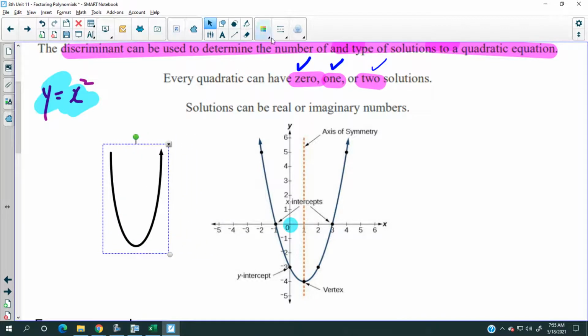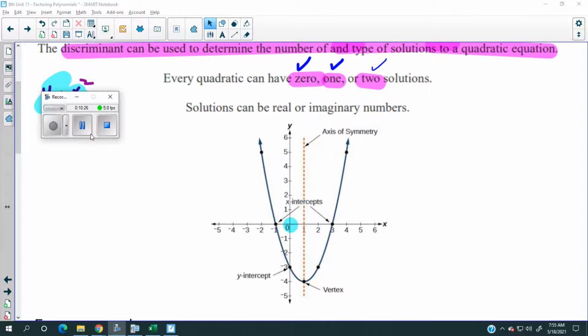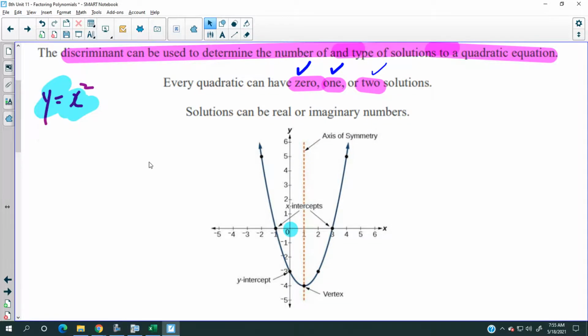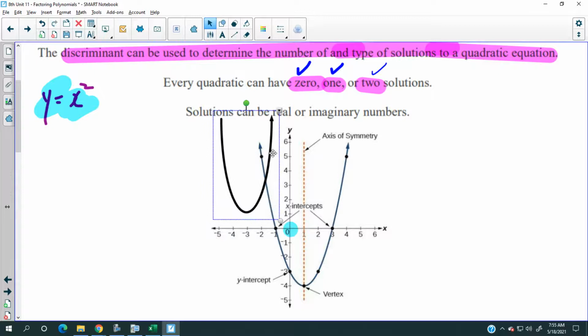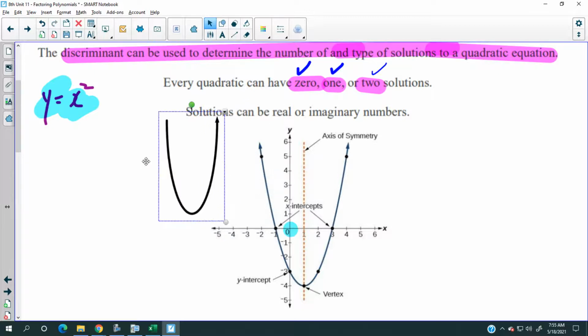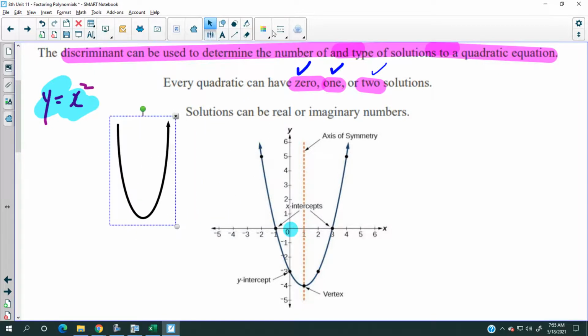Now, having said that, what do the numbers look like? Oh, one more thing before we move on. If you have a graph that has no solution here, your answer is not even going to be a real number. And what does that mean?